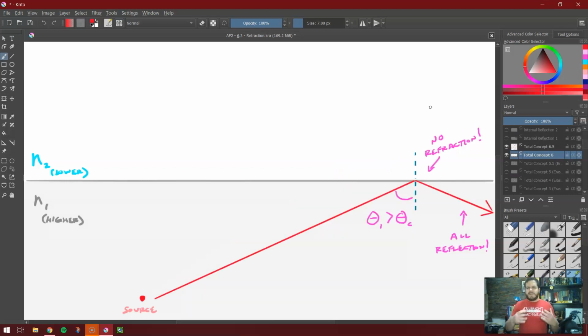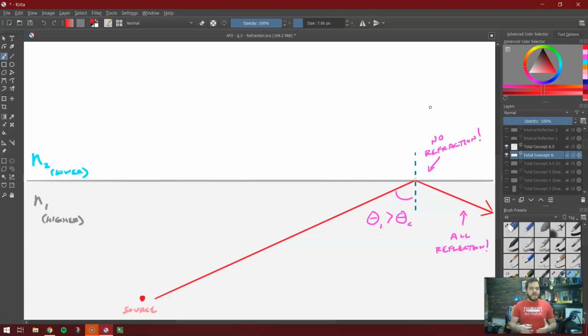But if we take it even further, so that our new incoming angle, our incident angle, is greater than the critical angle, it's not even going to be able to refract along the surface. It's going to bend so far that it no longer refracts at all.